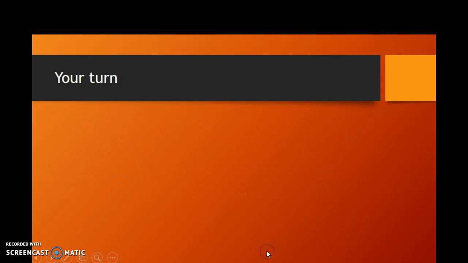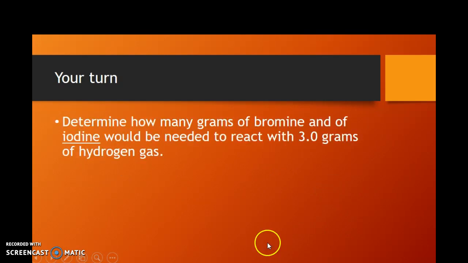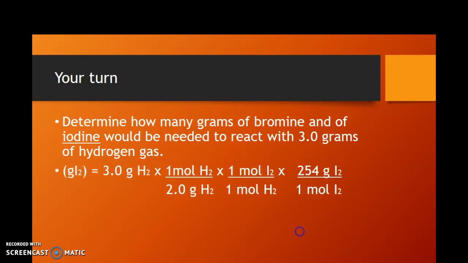Now let's determine the same thing for iodine reacting with 3.0 grams of hydrogen gas. Turn the video off, do your work, and then check the answer. Grams of iodine would be 3 grams of hydrogen. Now we're going to go first into the mole hole, and because there's 2 grams of hydrogen in a mole, change this to moles of hydrogen. It'll be 1.5 if you stop at that point.